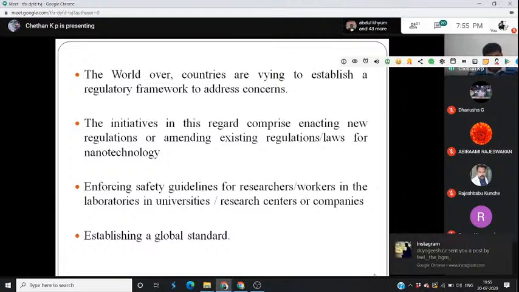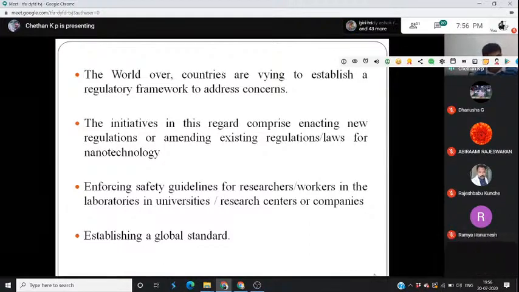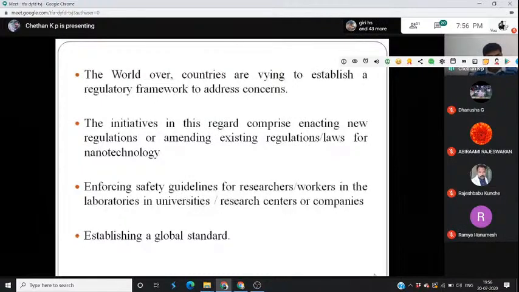guidelines for researchers, workers in the laboratories, in the universities, or in the research centers or companies. Government has to publish safety guidelines. Those persons who are handling these nanominerals should follow so-and-so SOP. And ultimately, we need a global standard which applies all over the world. Still, it has to come up.